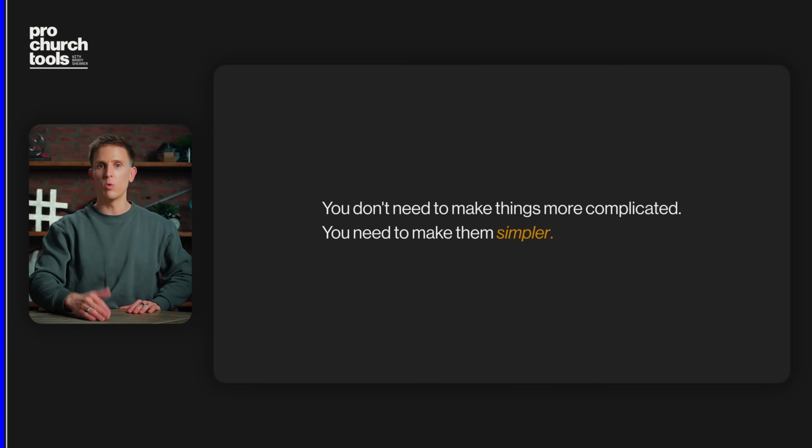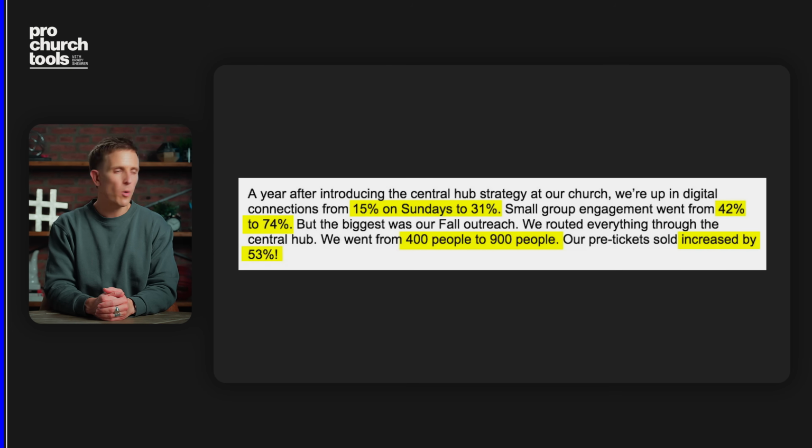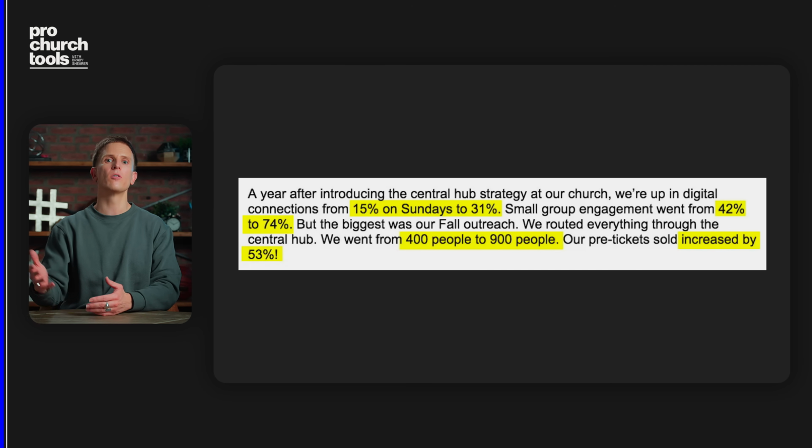What about proof in churches? Well, Forefront Church installed a central hub and watched their digital connections go from 15% of Sunday attendees to 31%. Small group engagement went from 42% to 74%. Their fall outreach attendance went from 400 to 900 people.